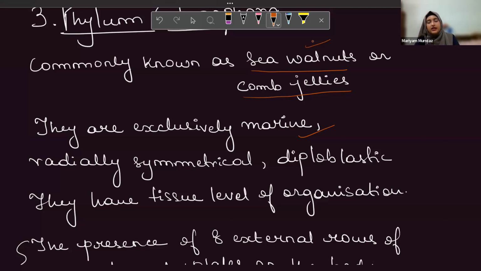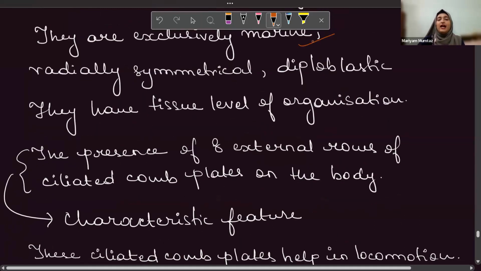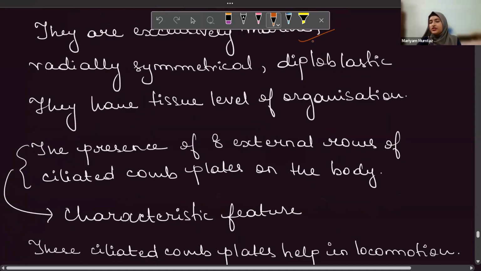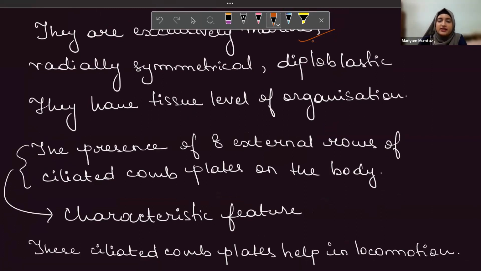Okay. Now see, since they are diploblastic, they have only two germ layers or the embryonic layers, the ectoderm and the endoderm. Understood? And they have a tissue level of organization, just like how Coelenterata had. Tissue level of organization is there.